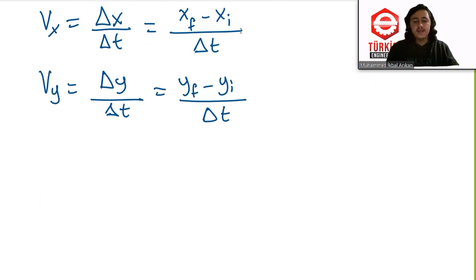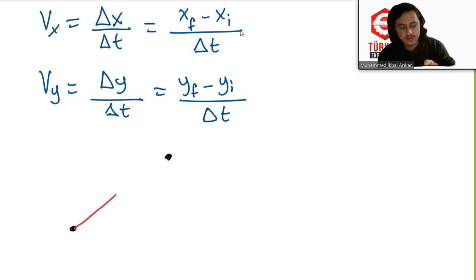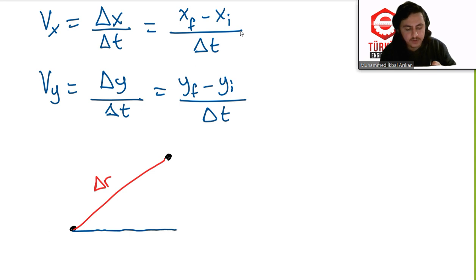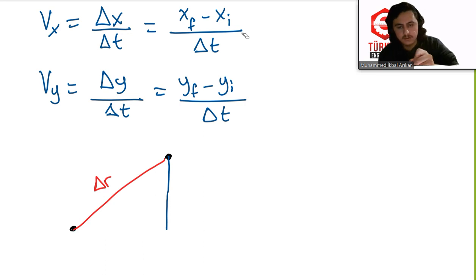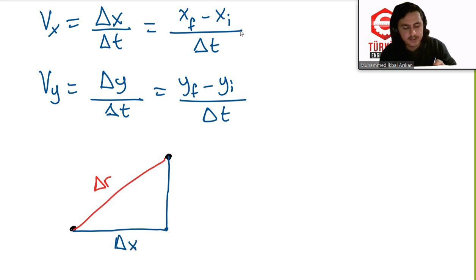So let's say that my initial position is here and my final position is here. This straight line between these 2 points will give me delta r, okay. This is delta r, and I have 2 axes, right? I have 2 axes, so I must have 2 different vectors, 2 different components of this one. So I will put my components here, okay. This one will give me delta x and this one will give me delta y.